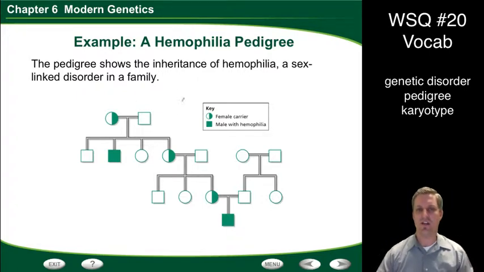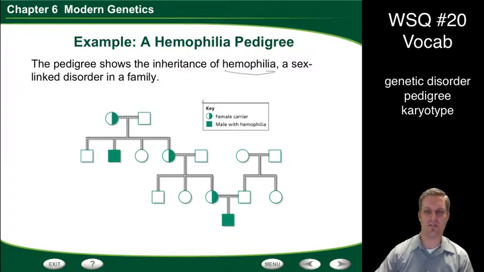So here is a pedigree. And what I want to show is the inheritance of hemophilia. Remember, hemophilia is a sex-linked disorder that comes in families. And notice here's our key. Remember, circles represent females, squares are male, and if it's fully shaded in, they have the disorder, hemophilia. If it's half shaded, they are carriers. So if we start at the top, this would be the female, this would be the male.